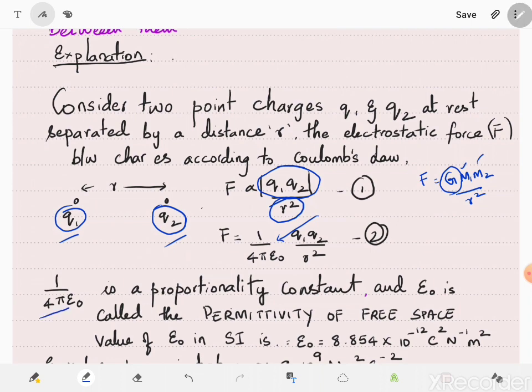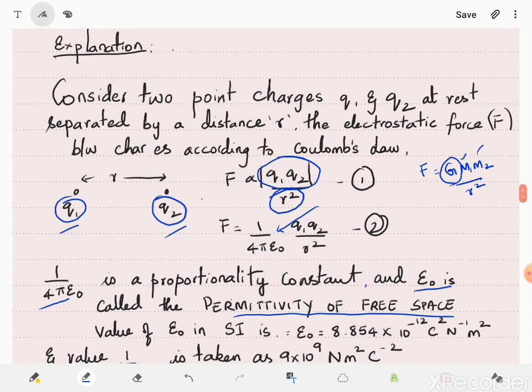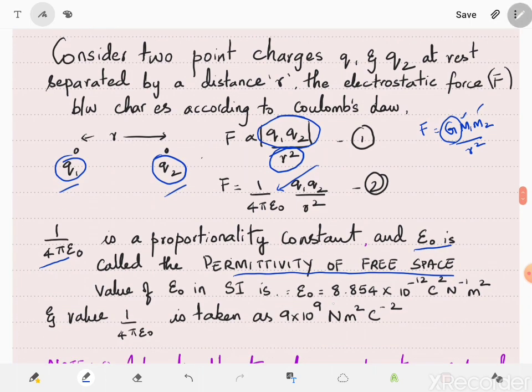As you can see, this 1 by 4 pi epsilon naught is just a proportionality constant, and epsilon naught here is called permittivity of free space. What is it called? It's called permittivity of free space, and value of epsilon naught in SI system is given by 8.854 into 10 power minus 12 Coulomb square per Newton per meter square. And the value of 1 by 4 pi epsilon naught is taken as 9 into 10 power 9 Newton meter square per Coulomb square. It is very important to remember these quantities, especially 1 by 4 pi epsilon naught, because we'll be solving most of the problems using Coulomb's law.